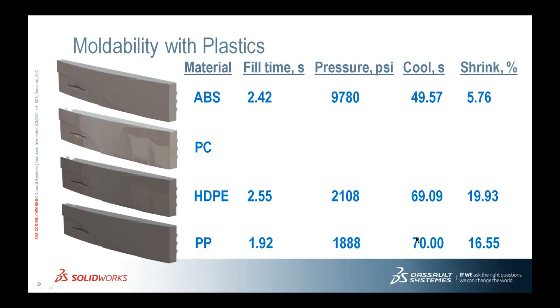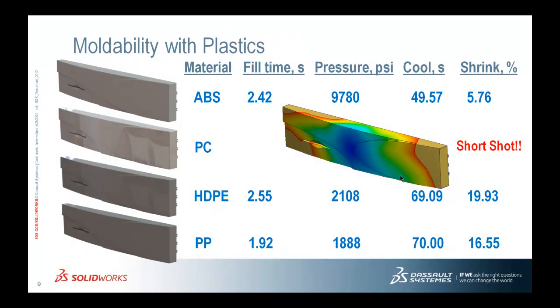Now polycarbonate, which was the material with the smallest thickness, was actually not injection moldable using that machine. We actually achieved short shot. We can pretty much eliminate PC from our material choices. And in this case, I would argue that ABS might be the best material.